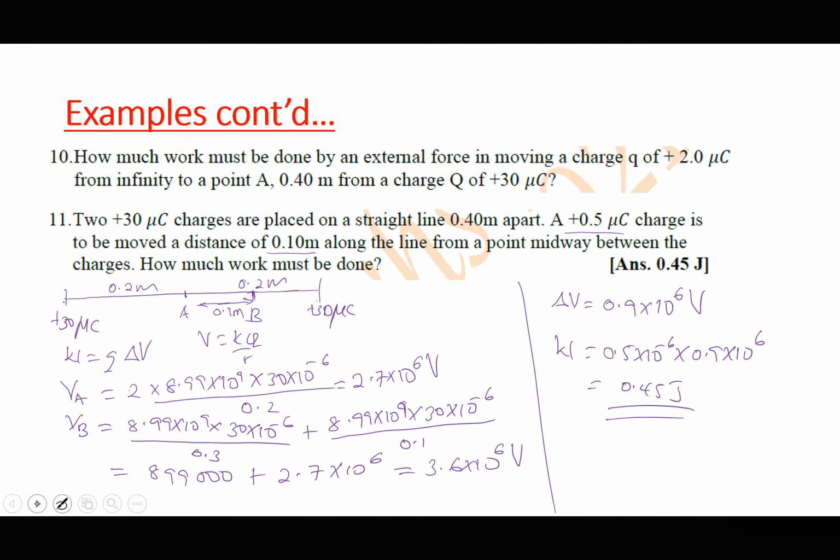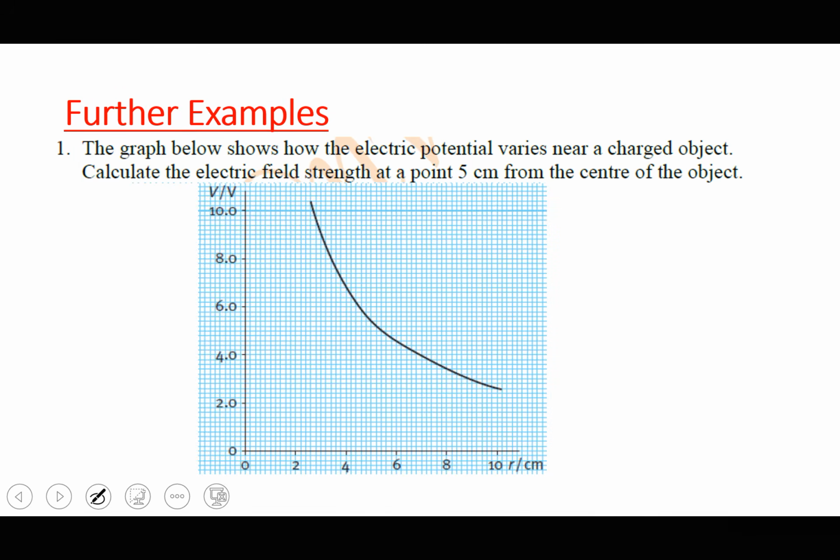Okay, maybe we can see some further examples. The graph below shows how the electric potential varies near a charged object. Calculate the electric field at a point C, 5 centimeters from the center of the object. To answer this question, we begin by drawing the tangent at a point of 5 centimeters.